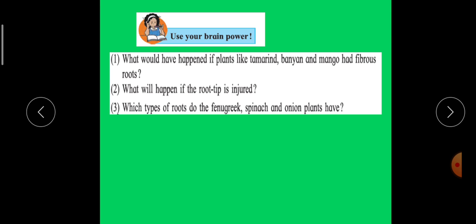So the roots of these plants should be strong enough to support the trees. And fibrous root cannot do this. If the roots are fibrous, these trees will easily get uprooted and will fall down.